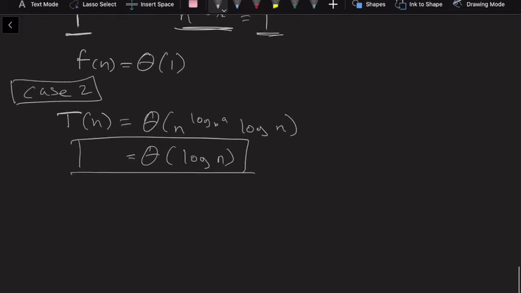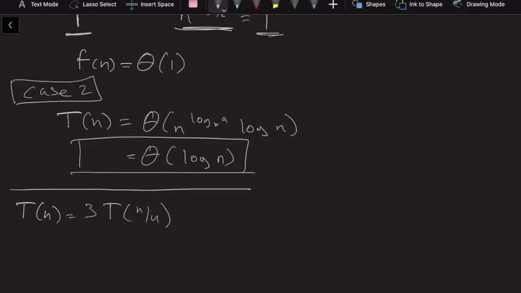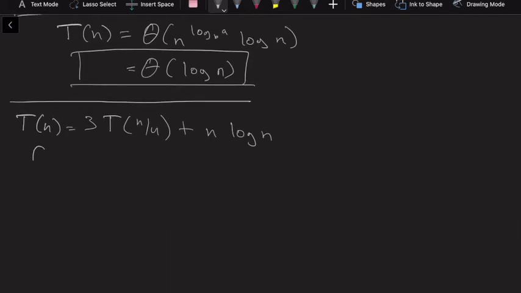Let's do 2 more examples. The next example is T(n) = 3T(n/4) + n log n. What is f(n)? That's the thing that we need to compare. f(n) is n log n.